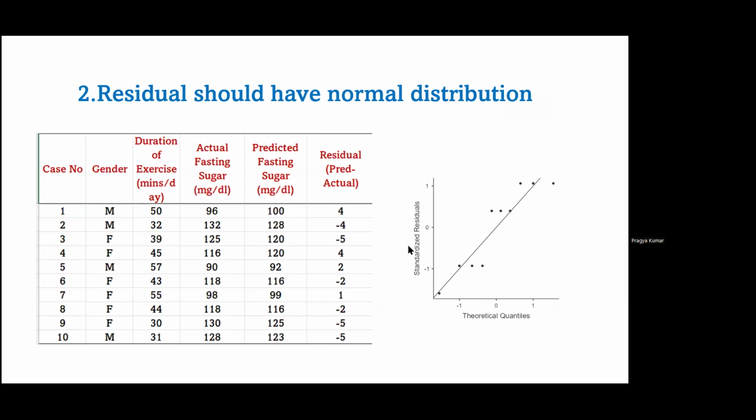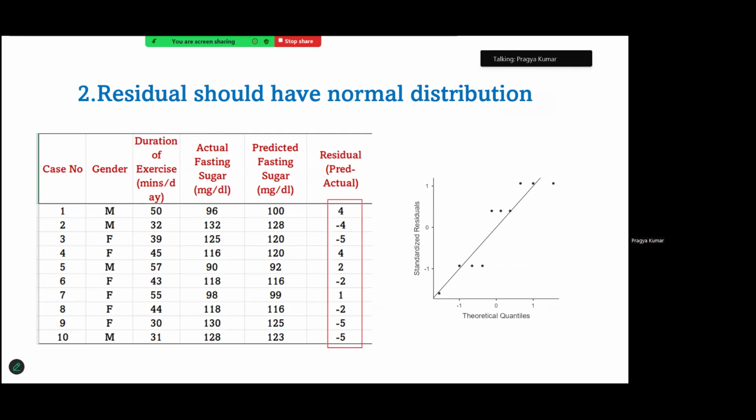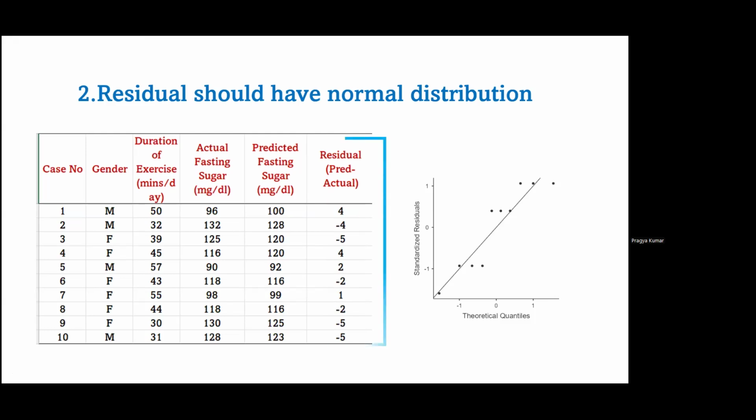This is the residual which we were talking about, the difference between actual and predicted. You plot a QQ plot or a PP plot of this residual, and then you see its normality, whether it is normally distributed or not.